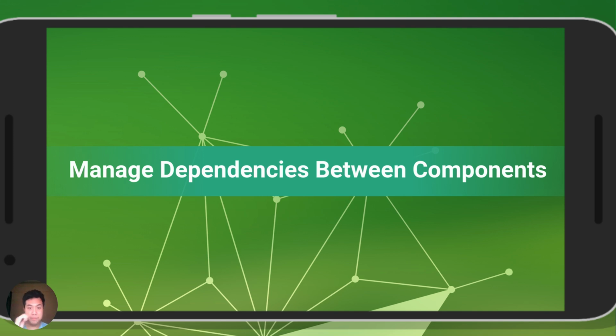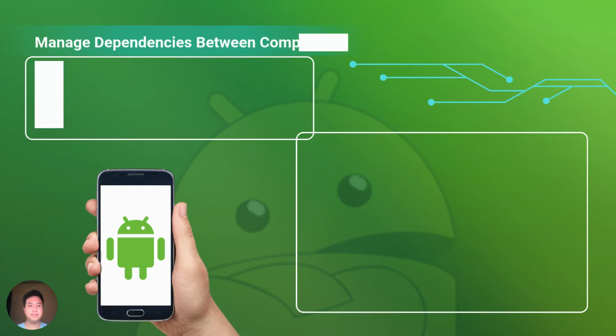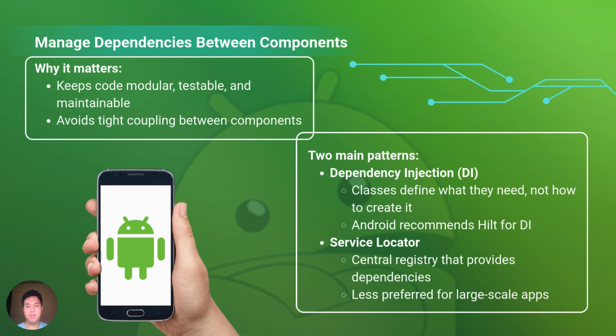Next, manage dependencies between components. Use either of the following design patterns to gather the dependencies of a particular class. Dependency injection, or DI, allows classes to define their dependencies without constructing them. At runtime, another class is responsible for providing these dependencies. Service locator. The service locator pattern provides a registry where classes can obtain their dependencies instead of constructing them.